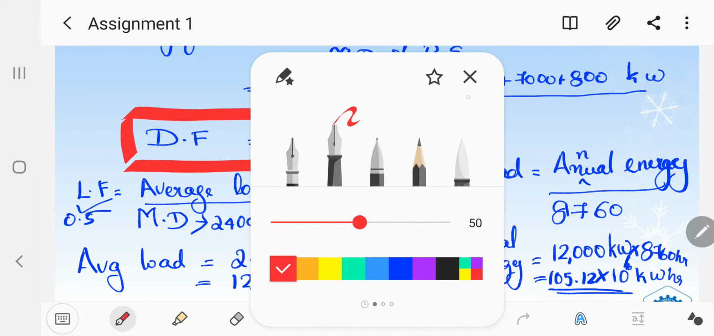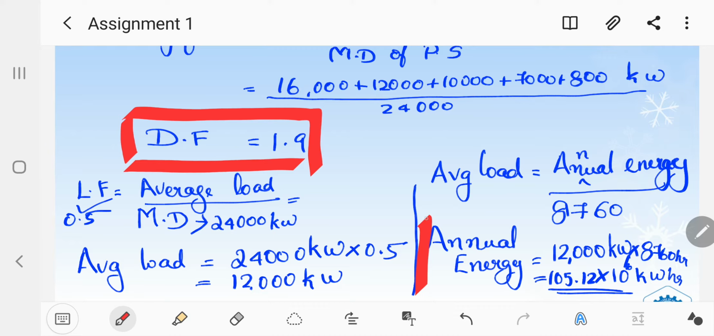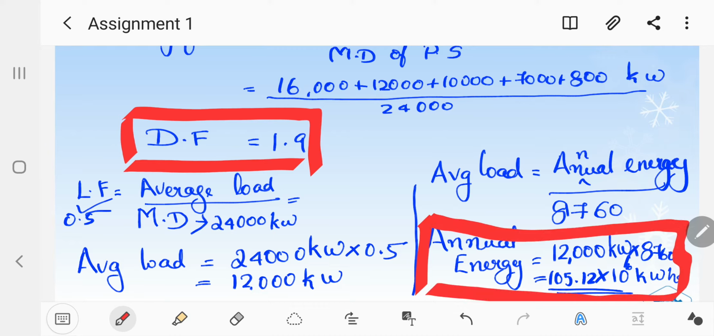So here you can note down the answer. Annual energy is equal to this much kilowatt hour: 105.12 into 10 raised to 6 kilowatt hour. So that is our answer. Let's now move on to the next question.